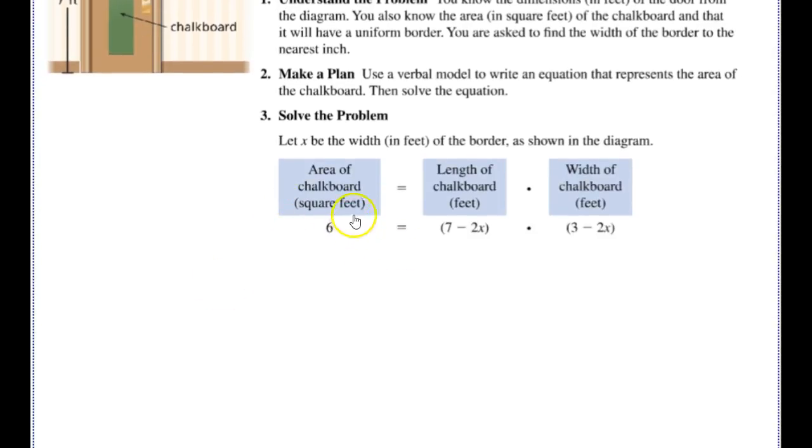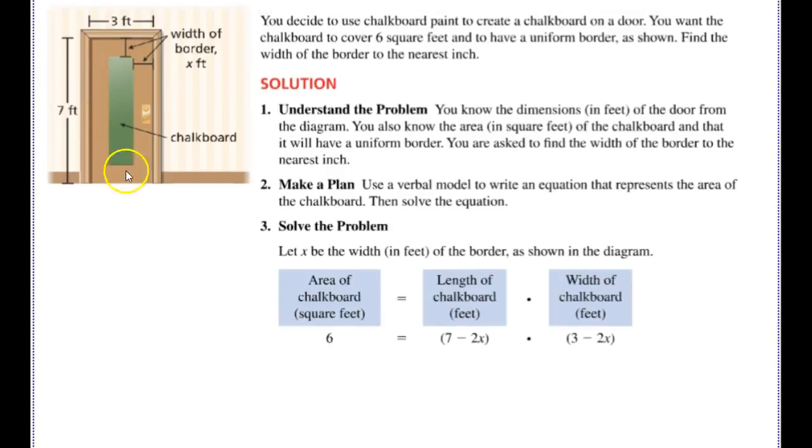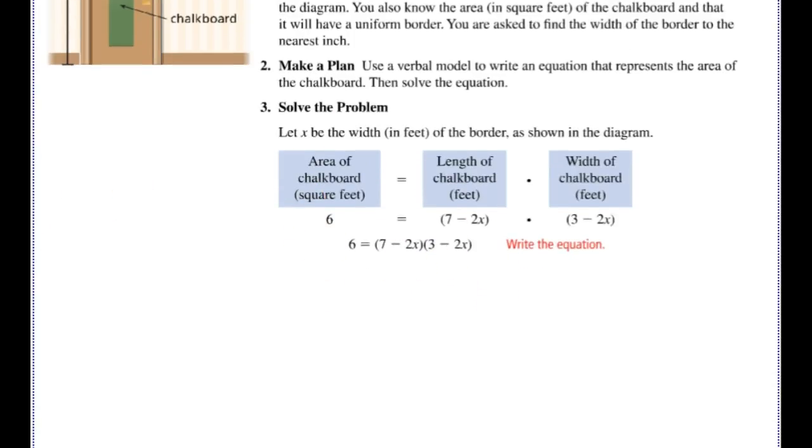So now I can solve with the things that I know. My area is 6. The length of this chalkboard is going to be 7 minus 2x because I have an x on this bottom side. I have x here and x here. So I've got 7 total minus this x and minus this x. That's where I get my length from. And my width, the entire door is 3 feet, and I want an x on both sides, so it's going to be 3 minus 2x. So now I just write my equation from that.